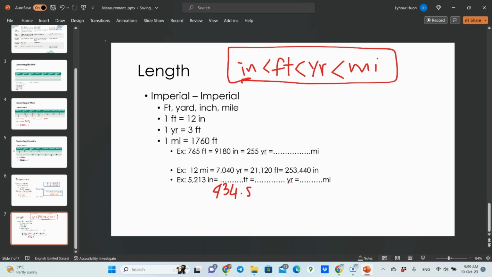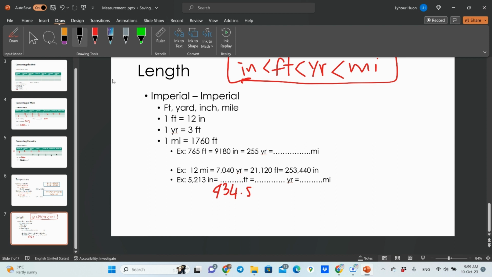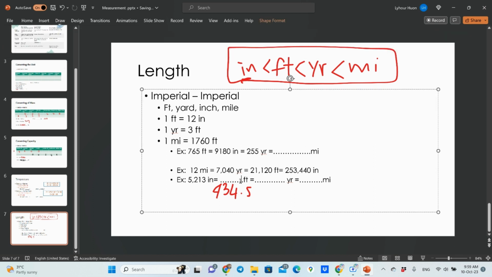Okay. So your answer is correct. Yes. Okay, so this one is correct. So we don't need to do operation again. So now from feet to the yards. Feet to yards. Yes, 434.5. Now converting to yards.